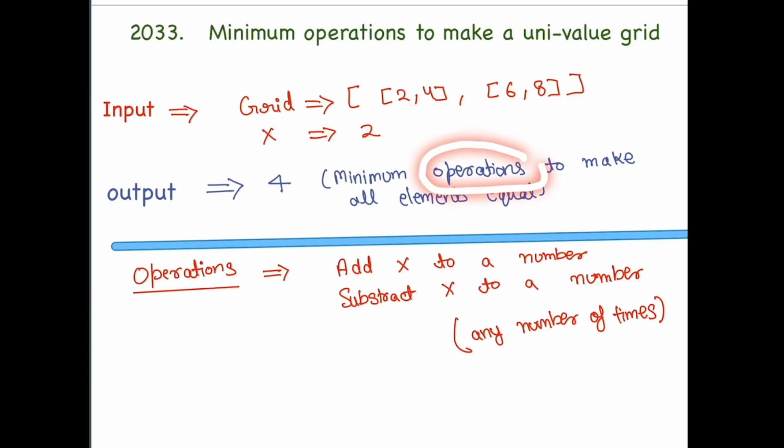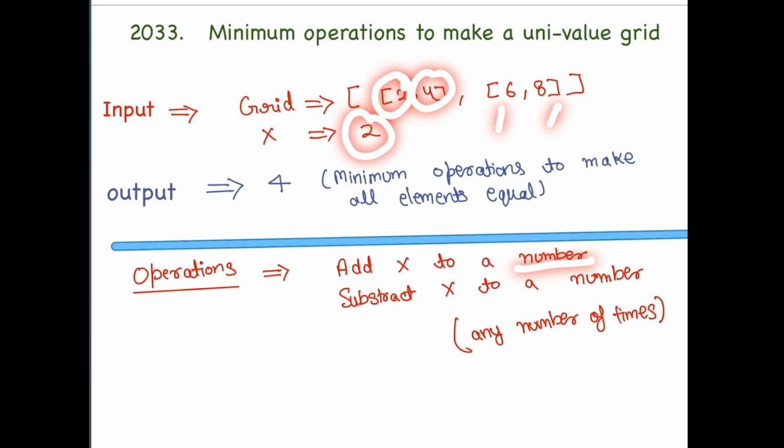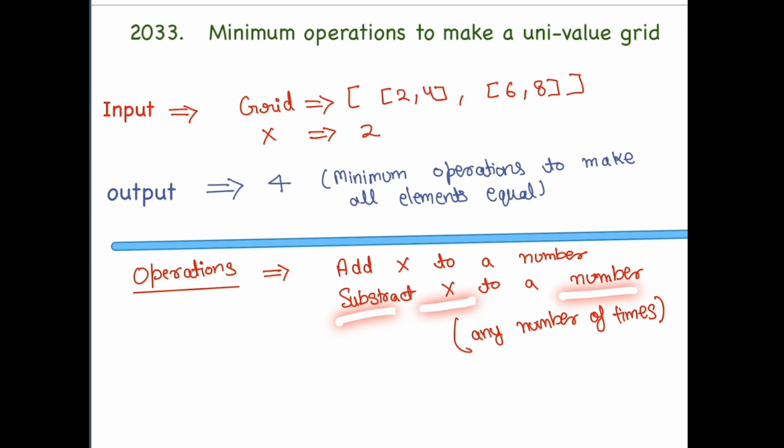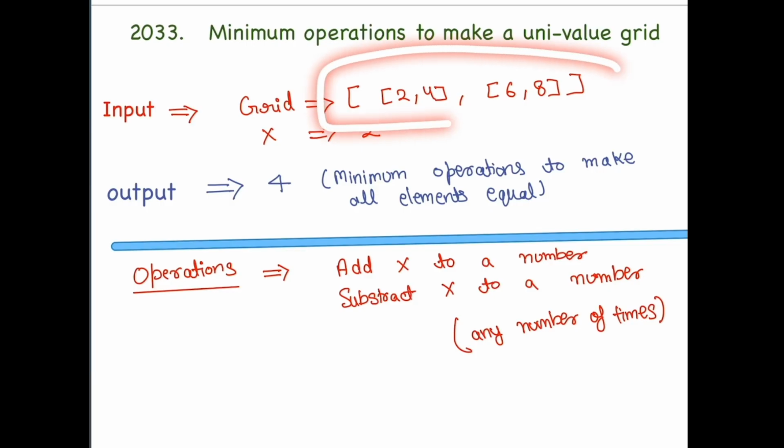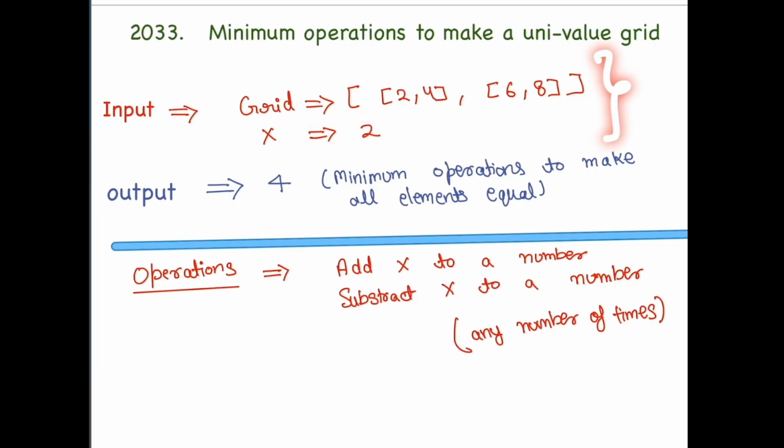The operation we need to perform is to add x, the given x in the input, to a number. That is, we have numbers in the grid 2, 4, 6, 8. We can either add 2 to it, or we can subtract 2, or whatever x is given in the input, from the number. So whatever the numbers are in the grid, we need to either add x or remove x from a given number and make them equal. And we can perform this addition and subtraction any number of times. Now, based on the given operations, how many operations will you take to make all of them equal? Right now you can see for this given input, the output is 4.